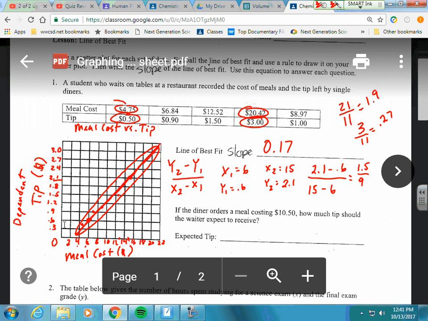And then expected tip. If a diner orders a meal costing $10.50, how much tip? So let's go to $10.50. In here would be 11, and $10.50 would be about halfway there. Work up to the best fit line we made. Yeah, it looks like it's in between 1.2 and 1.5. Maybe it's 1.35. $1.35.